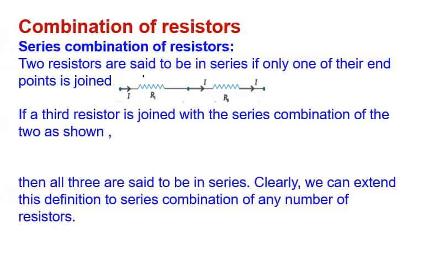The series combination of resistors first. You can see in the figure shown on the screen that the two resistors are connected end to end, which means the same current which has entered the first resistor is flowing through the second one. Now one more resistor is connected and you can see that R1, R2, R3, the three resistors are connected end to end. Such a combination is known as series combination. So if a number of resistances are connected end to end so that the same current flows through each one of them in succession, then they are said to be connected in series.